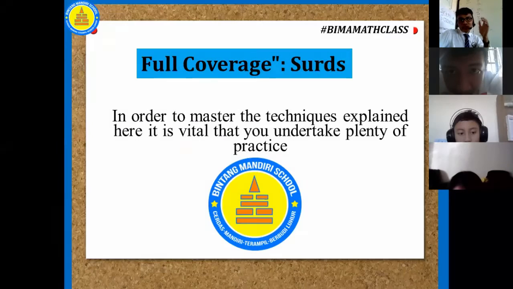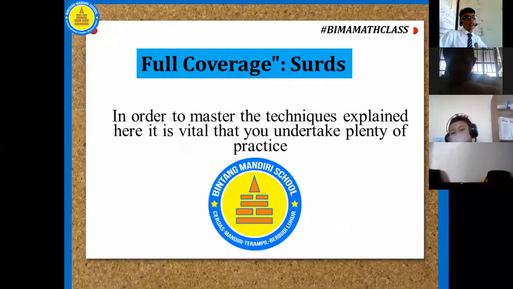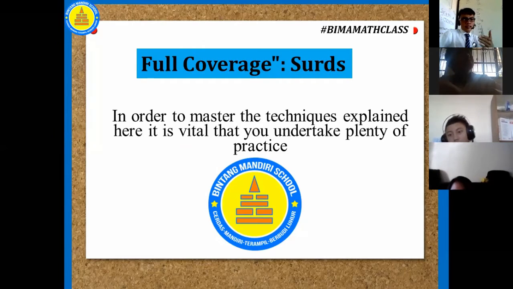Okay, so this is the topic for today. So I say full coverage, okay? Full coverage untuk Surds. So today, this is the whole thing that you will have to know about Surds. I think there is nothing else after this, but maybe you will find more things that I still haven't taught, but I think it's also included here.